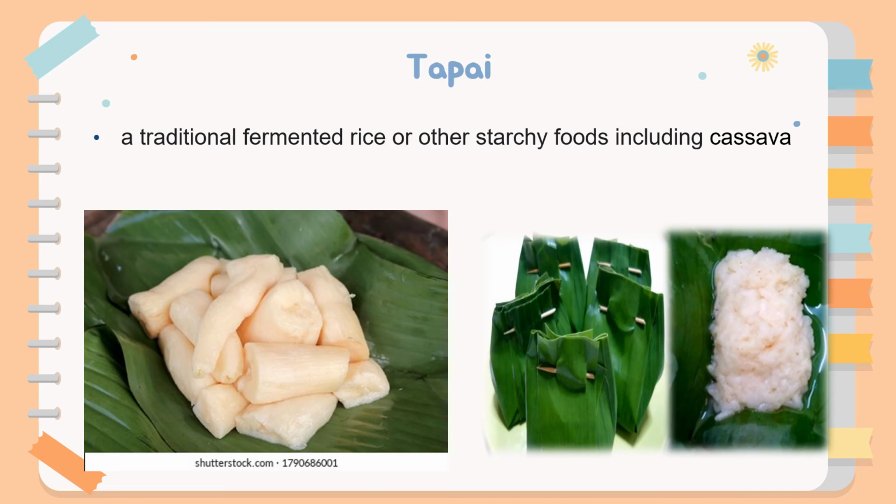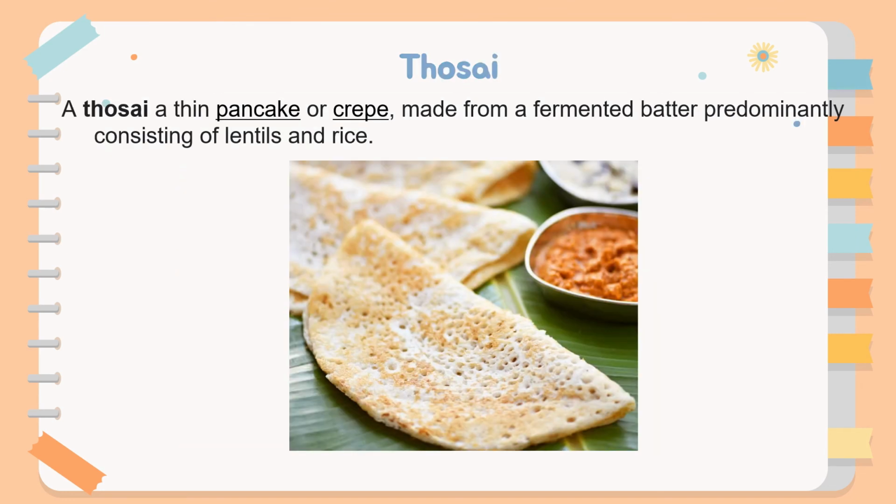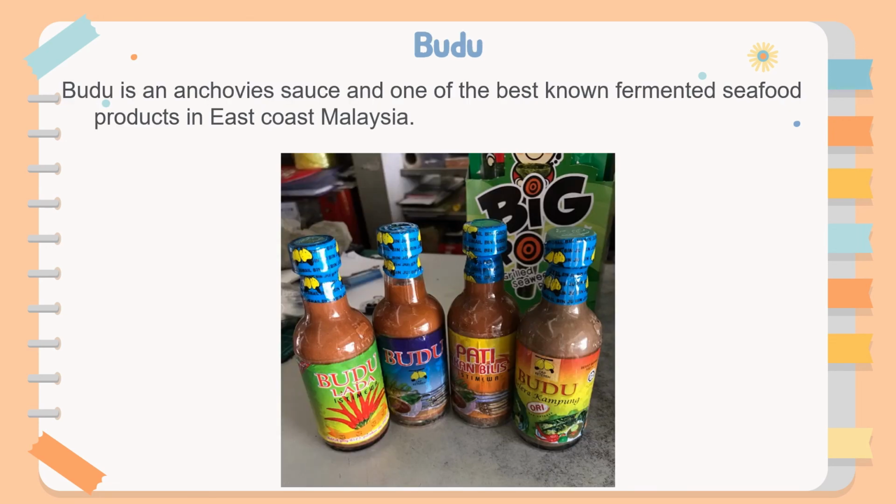Tapai refers to a traditional fermented rice or other starchy food including cassava. Tempeh is a soy product that is made from fermented soybean. Thosai is a thin pancake or crepe made from fermented batter, predominantly consisting of lentil and rice.